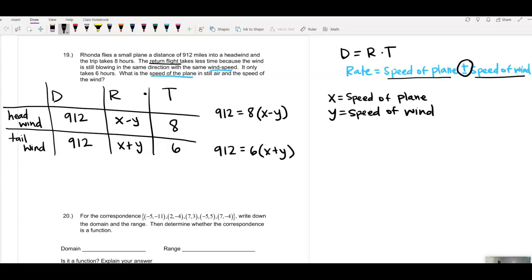Okay. And then from here, you could distribute the 8 through, and you could distribute the 6 through, but it's actually a little bit faster if you think about, okay, this is saying 8 times all of this, so I could divide both sides by 8. All right, what's 912 divided by 8?